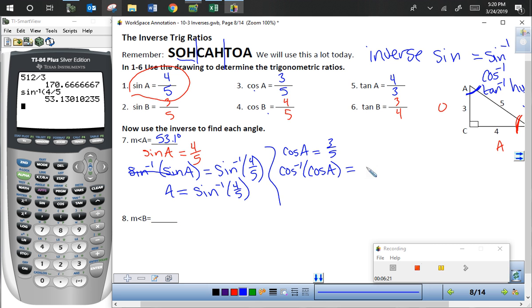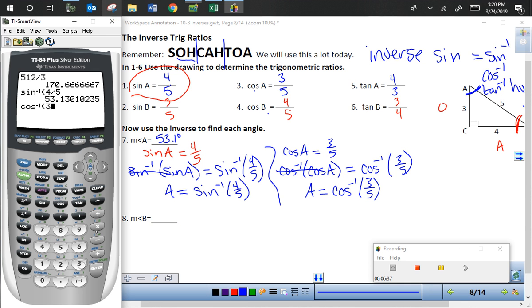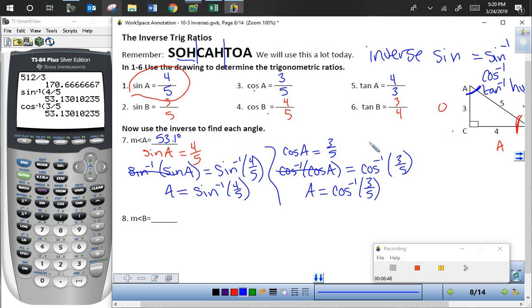Okay, remember with the sine, cosine, and tangent, we put parentheses around those things. Over here, we cancel, and we're left with A equals the inverse cosine of 3/5. When we type that in our calculator over here, we get the same number as before. And that's important because we're dealing with the same A value for the same triangle. They have to be the same.